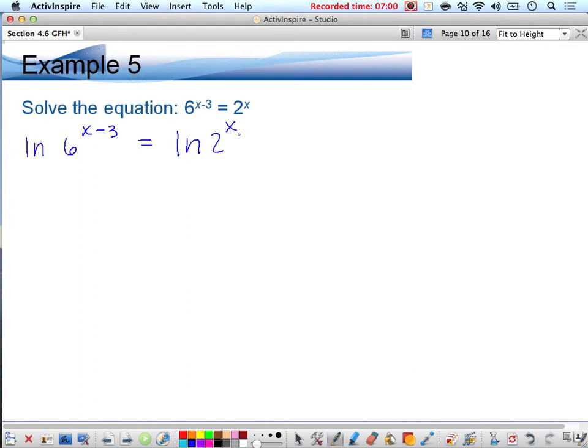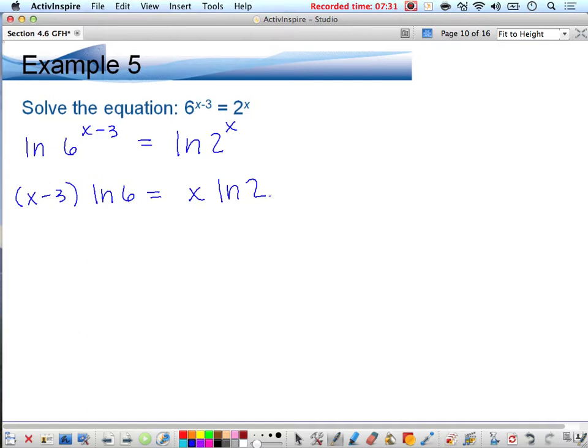And then we will apply the power property. That will allow us to bring the x minus 3 to the front. Be sure you put it in parentheses so that we have (x minus 3) times the natural log of 6 equals x times the natural log of 2. That's where this problem gets a little more complicated than before. Anybody have any ideas about where to go from here? Does anybody have any idea what I'm trying to do?